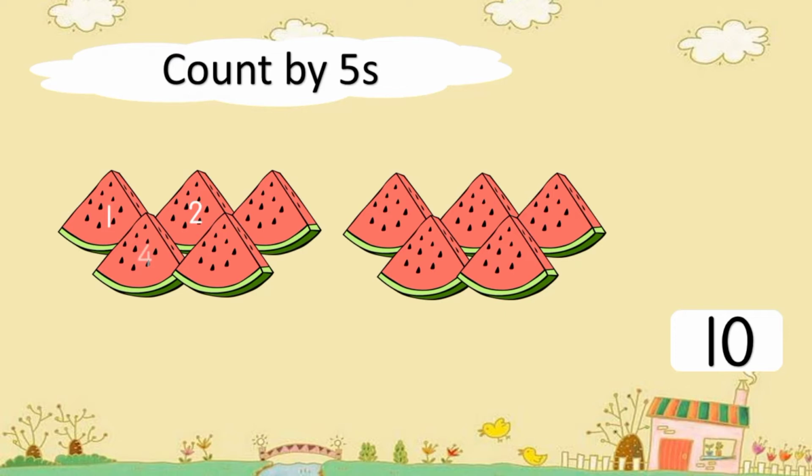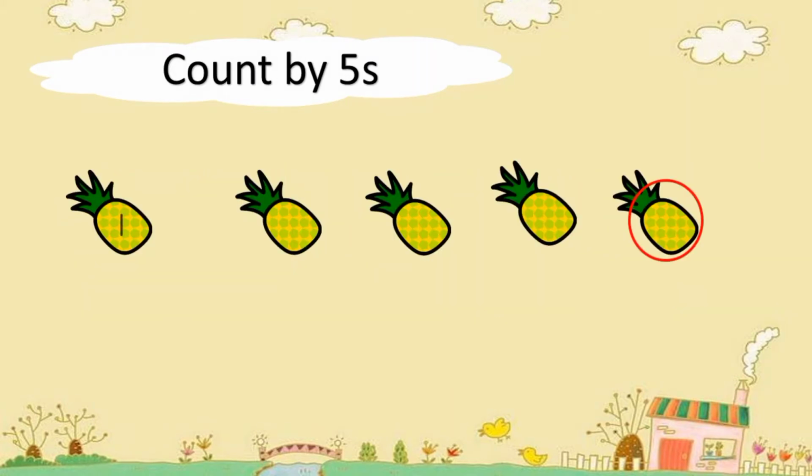Let's count together. 1, 2, 3, 4, 5. 5 watermelon in one group. And 6, 7, 8, 9, 10. Another 5 watermelons in another group. Total? Yes, 10 watermelons. Pause and try.